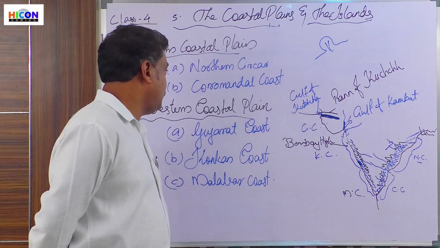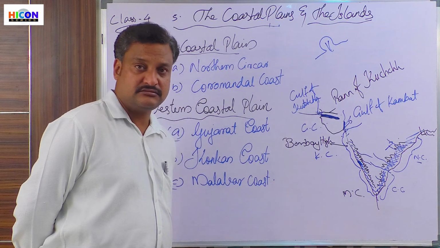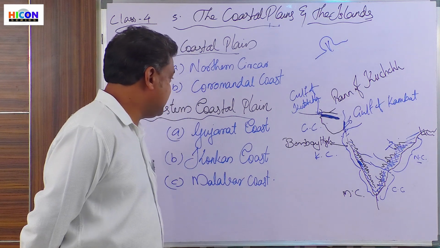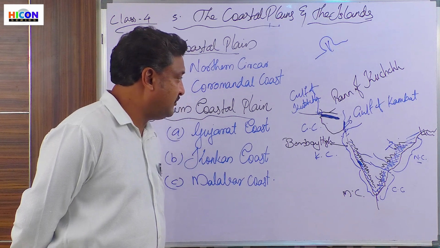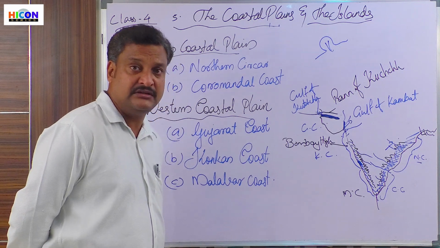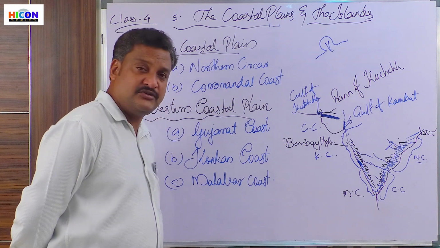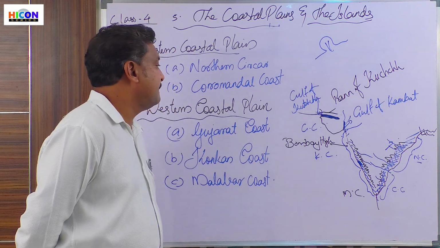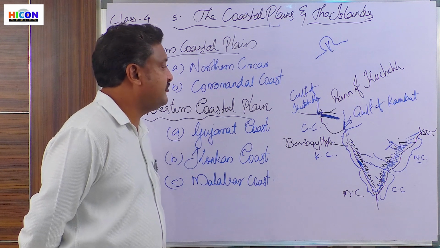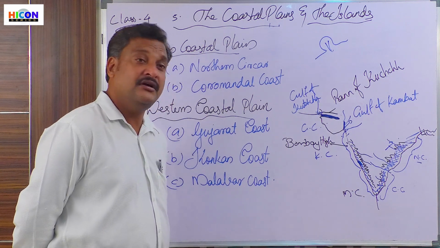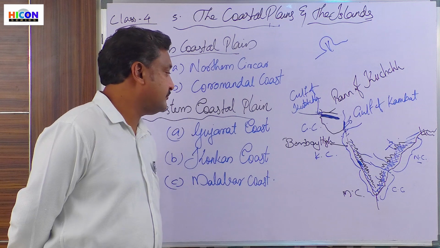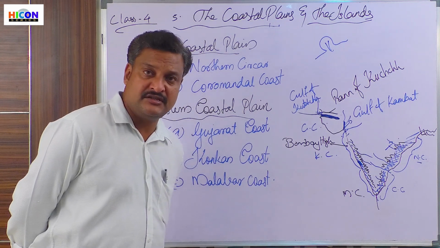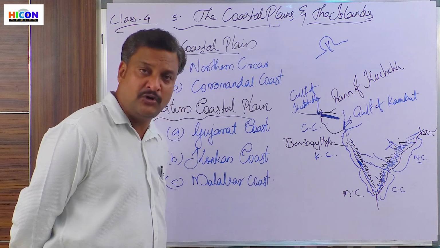Then the Coromandel Coast is from Machilipatnam to Kanyakumari. The western coastal plain is actually divided into three. The first is the Gujarat coast, which is the coastal region of the state of Gujarat. The major features are the Gulf of Kutch and the Gulf of Khambhat over there. Gir forest is located in that. Then the second is the Konkan coast, which starts from the Gulf of Khambhat until the state of Goa.